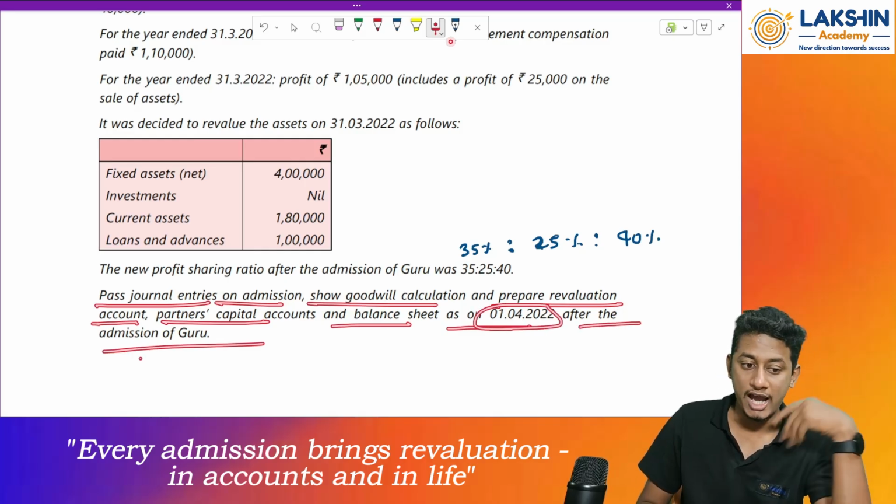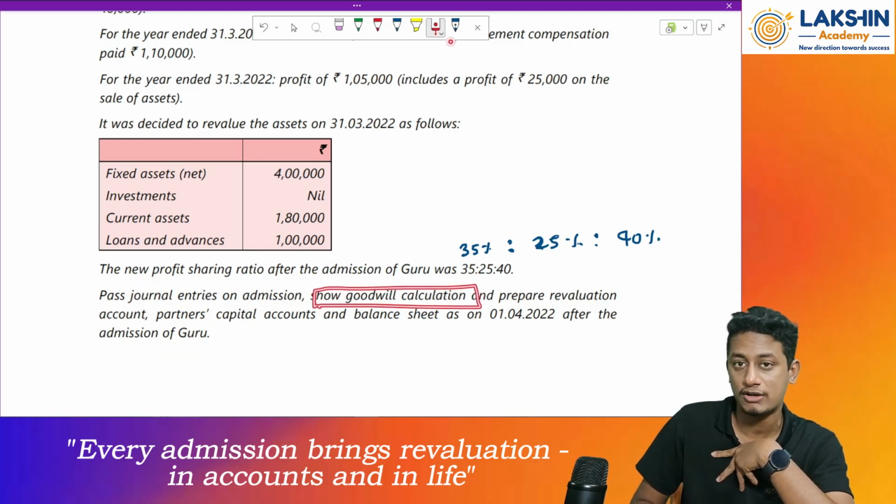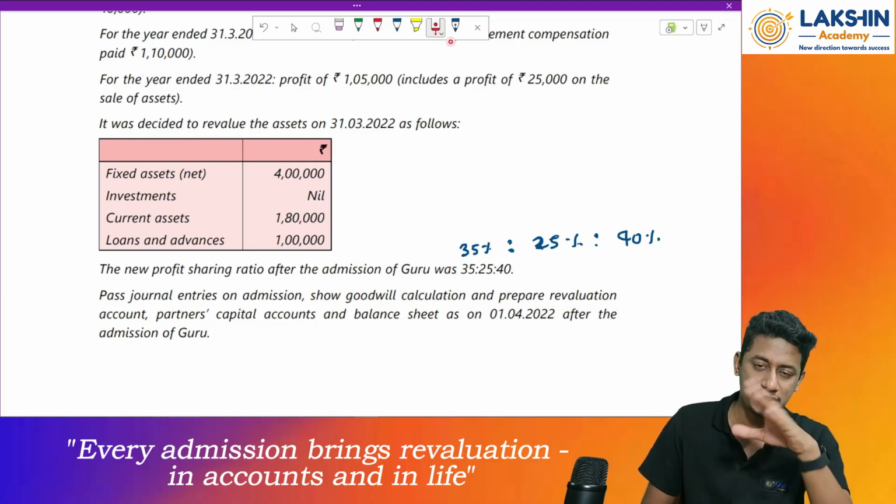Okay. So I will prepare journal entries on admission and show goodwill calculation. Remaining things are to be done by you. Fine. Don't worry, you people are really capable of doing it. I have trust in you people. मेरे को आप पे भरोसा है.